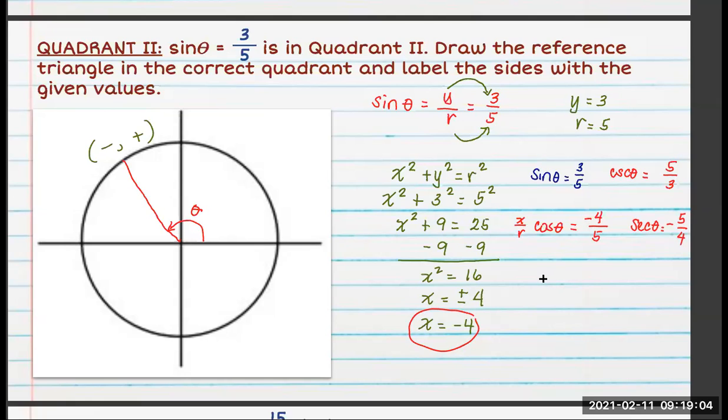Okay? Then we have cotangent theta. Cotangent is y over x. So our y is 3 and our x is negative 4. Okay? Oh, what is going on with me? This is tangent. So tangent theta is 3 over negative 4. Forgive me, class. And so therefore cotangent theta would be negative 4 over 3.